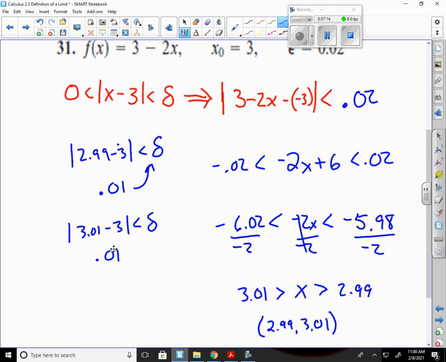If I had got another number here like 0.03, I'd go with the smaller of the two. That becomes my delta. So now to finish the equation out, it is 0 less than the absolute value of x minus 3, make that bigger, is less than 0.01. In other words, if I wanted to get within 0.02 of my function for my y value, then my x would have to be within 0.01 of 3.